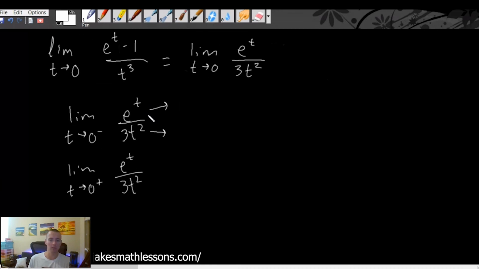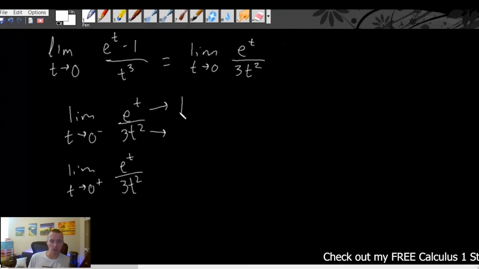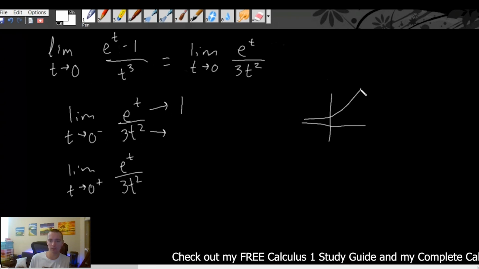So let me elaborate on that. What I'm basically trying to get at here is, we want to think about, as t gets closer and closer to 0 from the left, so we know that t is a negative number and it's getting closer and closer to 0. As t gets closer and closer to 0, this e to the t is going to go to the number 1. So if you think about what the function e to the t looks like on a graph, it looks something like this.